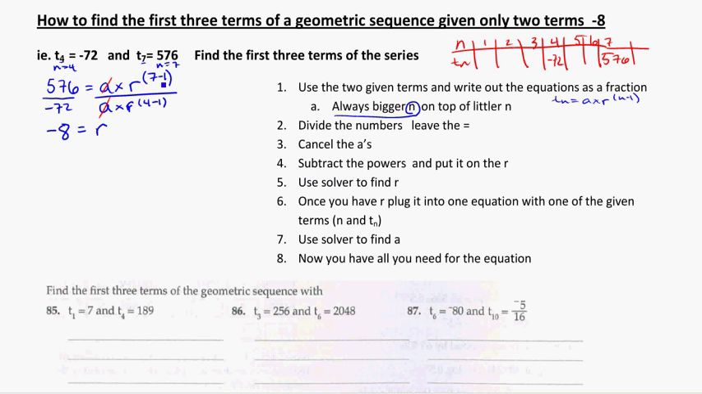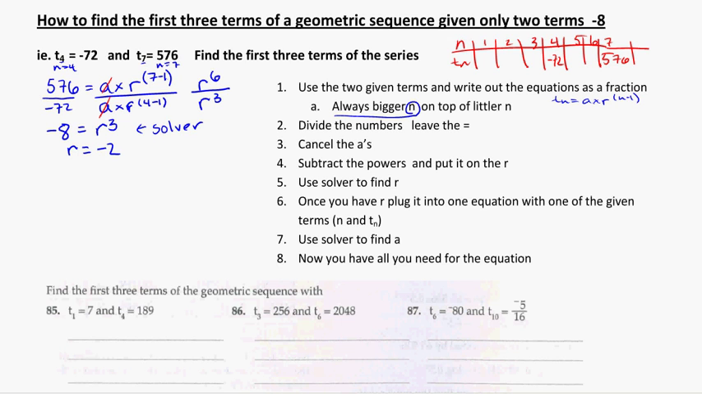So what you might want to think about simplifying first is what's 7 minus 1? That is 6, so we could think of that as r to the power of 6, and 4 minus 1 is r to the power of 3. Those are the powers that I want you to subtract. So what's 6 minus 3? You get 3, so r to the third. Now this is what you can put into solver and solve for r. So in this case we should get r is equal to negative 2.